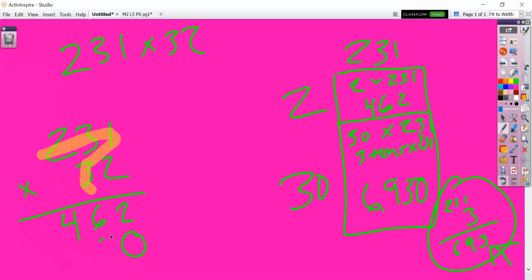Well, 3 times 1 is 3, 3 times 3 is 9, 3 times 2 is 6, already stacked and ready to add. 7,392. I'm going to stack and add my partial products from the area model. 2, 9, 13, 7, 7,392. Great. Now let's go ahead and do one just with the standard algorithm, and then I'm going to unleash you to your problem set and exit ticket.